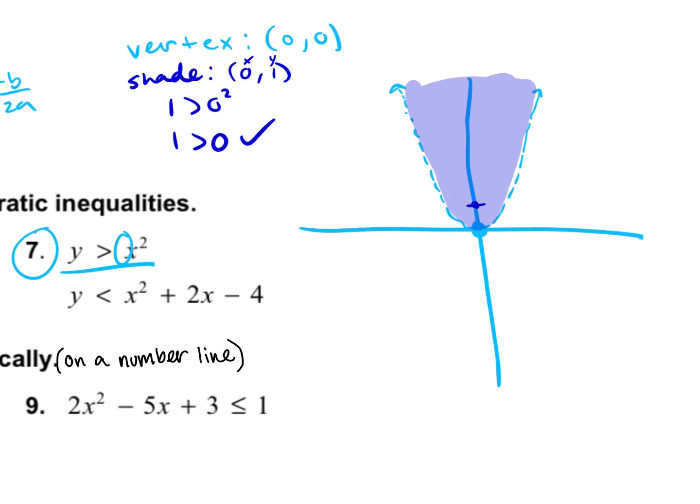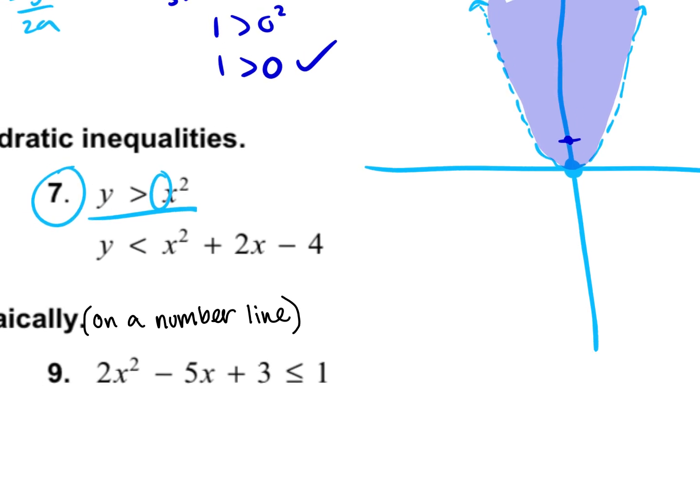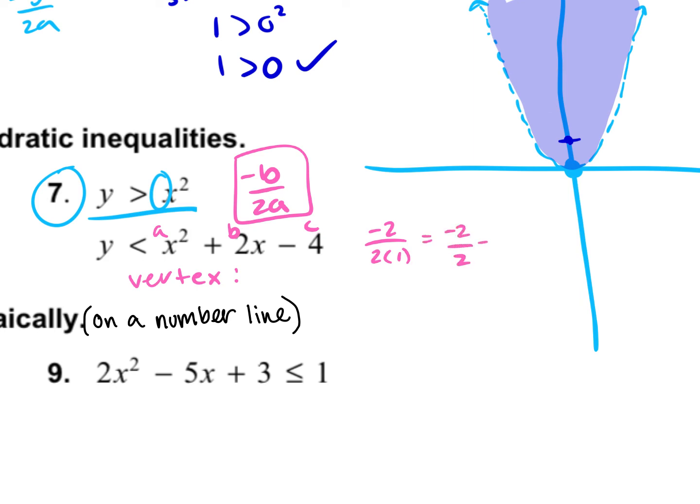So let's graph our second inequality here. How do I know where my vertex is going to be for this one? Negative b over 2a. So this is my a, b, and c. So negative 2 over 2 times 1 would be negative 2 over 2. So negative 1. Just be careful with your signs here. So the first number of my vertex is negative 1.